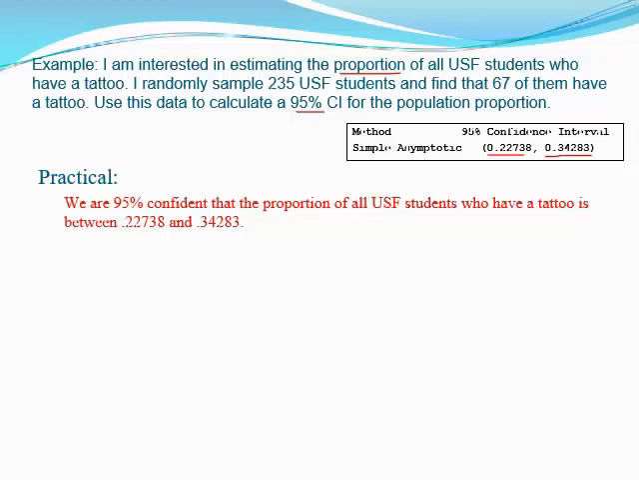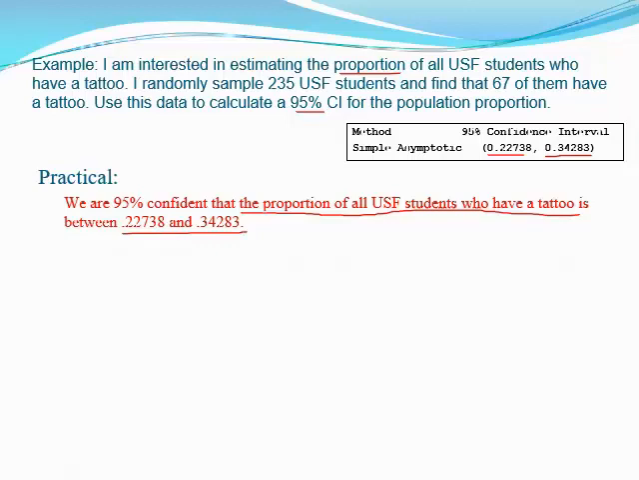Think about how you did your interpretation with means. Wasn't it the same? The parameter changes. We're talking about the proportion of all USF students that have a tattoo. We may have been talking about the mean high price of all NASDAQ stocks before. And then you got some numbers. And the numbers obviously change from one sample to the next.